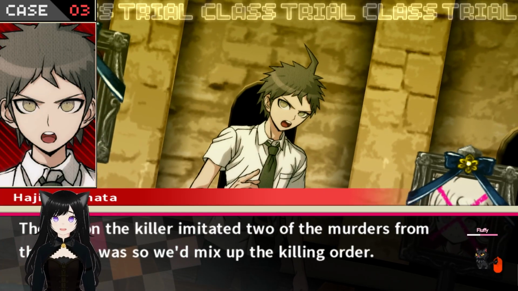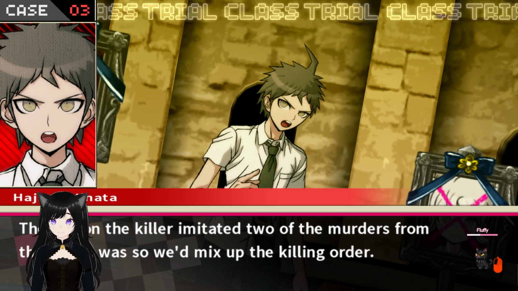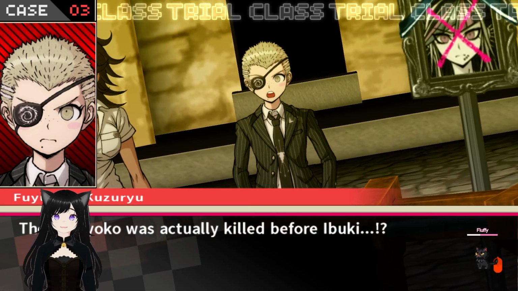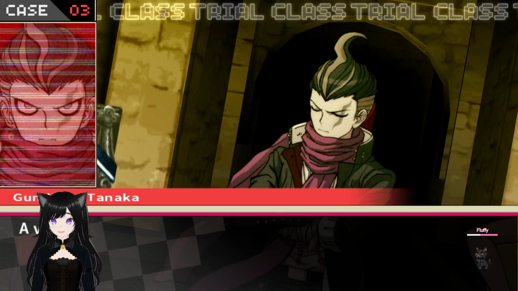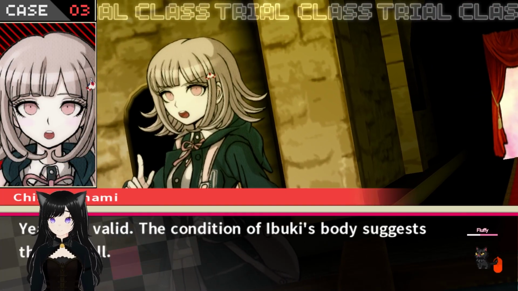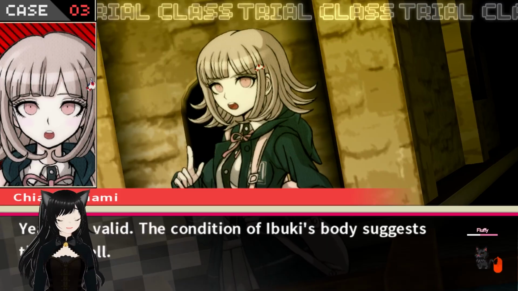Okay, because I think in the movie, the hanging victim was... No, which one was first? Hiyoko was actually killed before Ibuki? Right, because the hanging victim was first in the movie. A valid line of reasoning. Yeah, it's valid. The condition of Ibuki's body suggests that as well. Right, because how did Ibuki have blood on her?